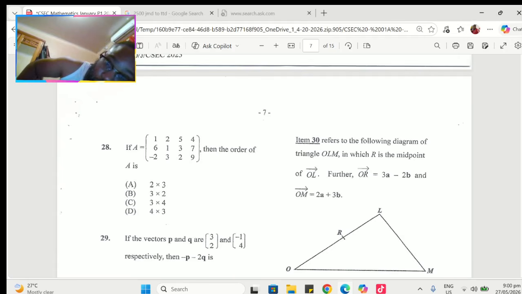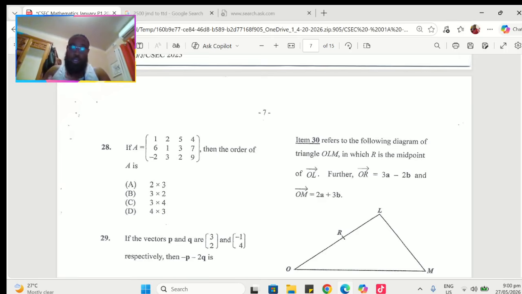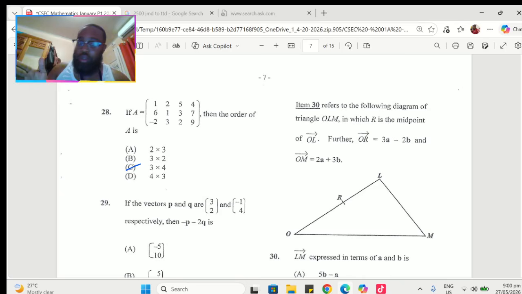Alright, so it's always row, then column. Row, then column. I hope you remember that for the exam, right? It's 3 rows, 4 columns. So the answer would be C. If this question comes, I hope that song plays in your head so you can remember which is which, right? Row, then column.